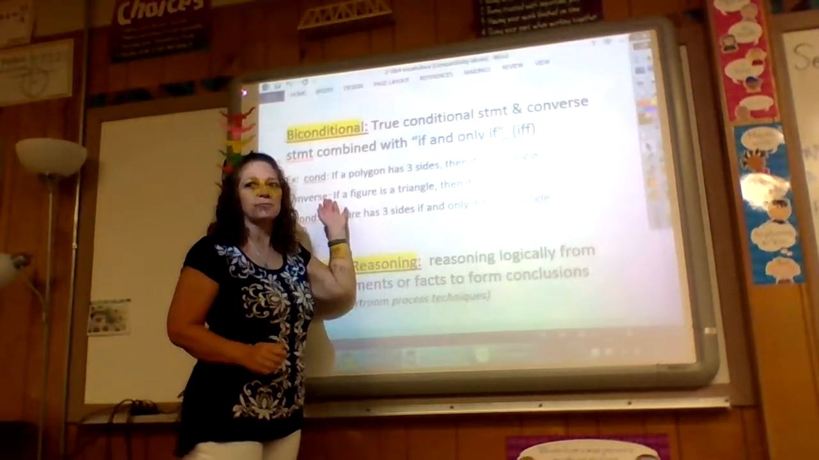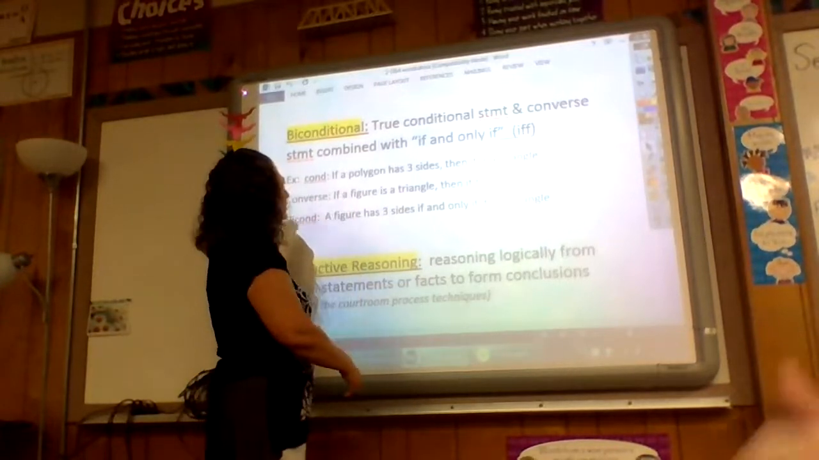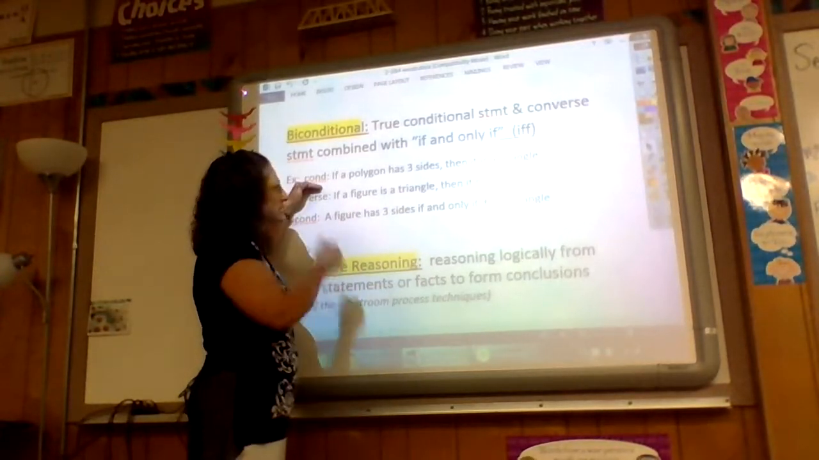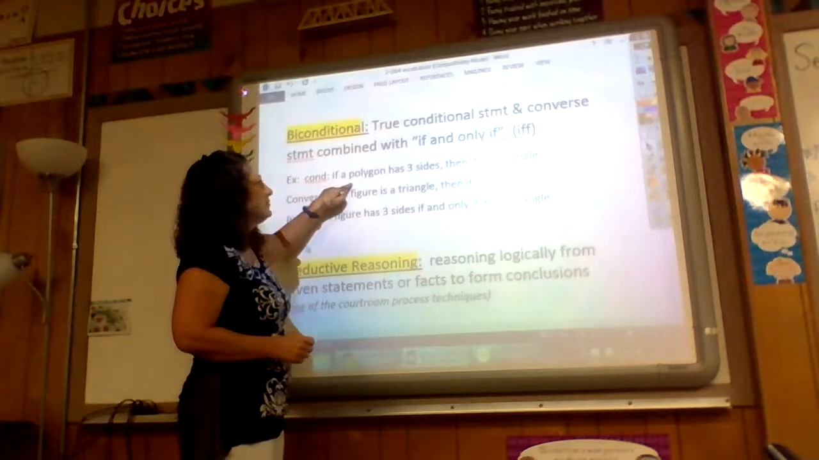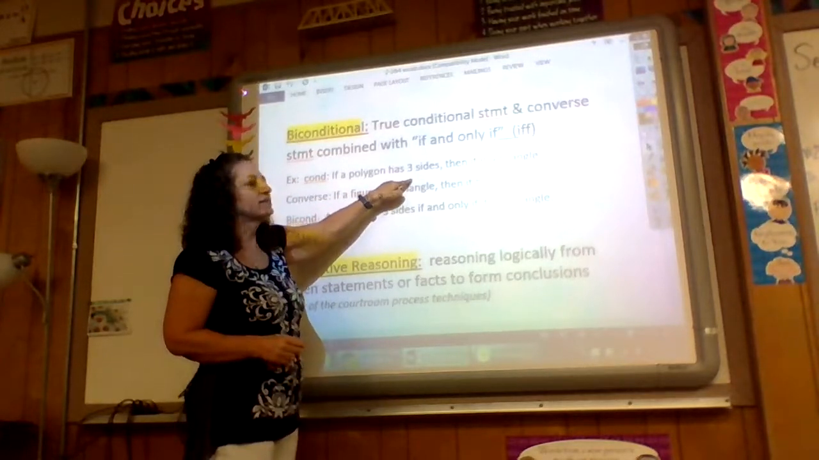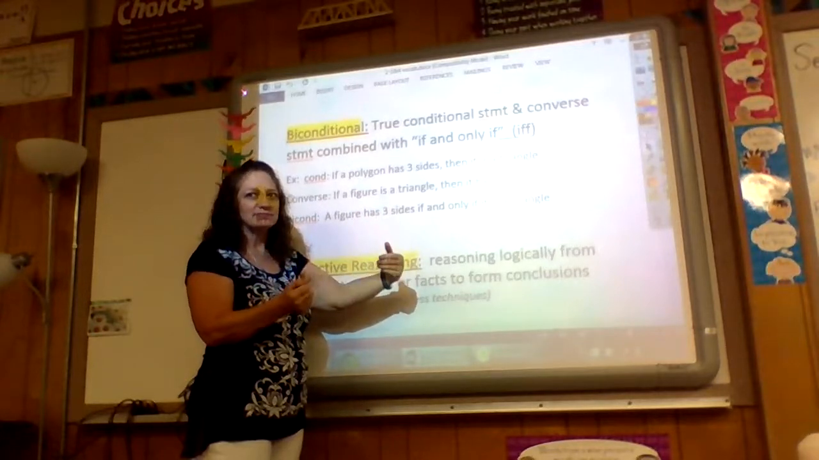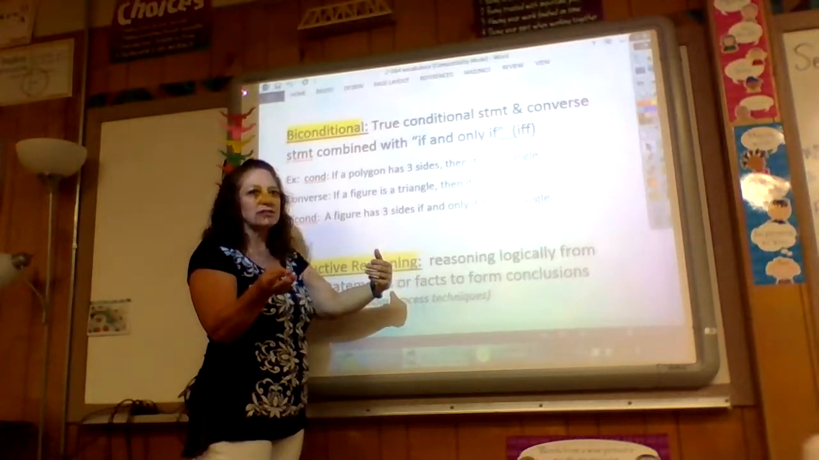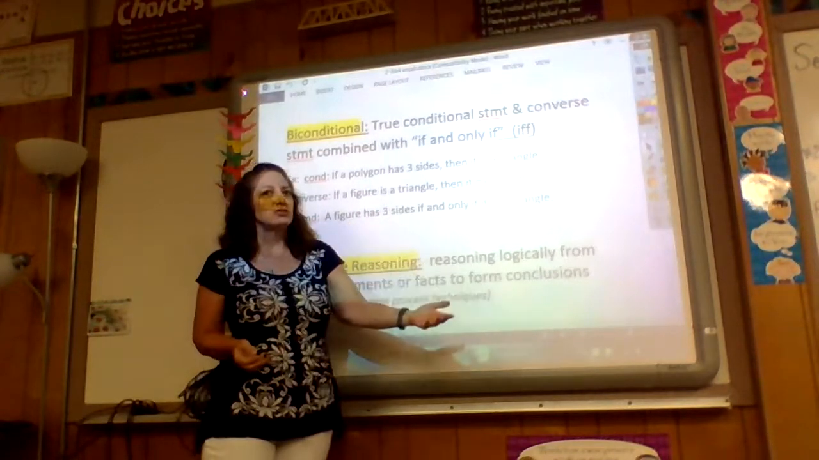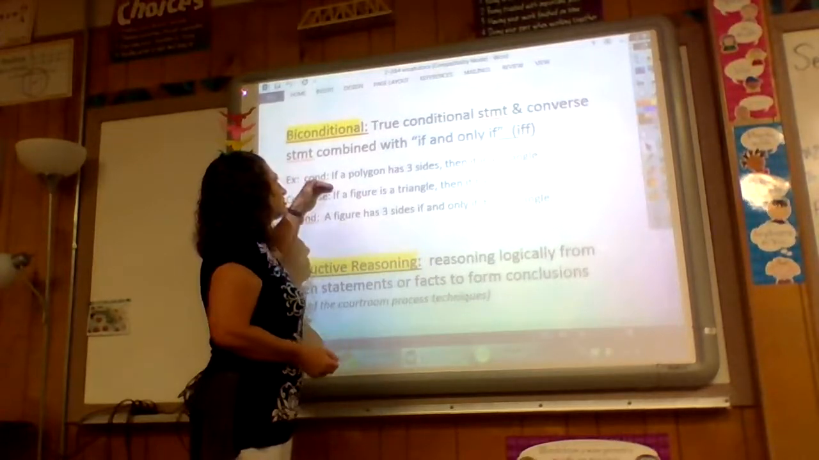So here's an example. All right, Skylar, this is what we're looking at here. The conditional statement we're starting with is: if a polygon has three sides, then it is a triangle. So get your logical mind on, is that a true statement? Uh-huh. If it has three sides and it's a polygon, then it's a triangle. Okay, we know that's a true statement.